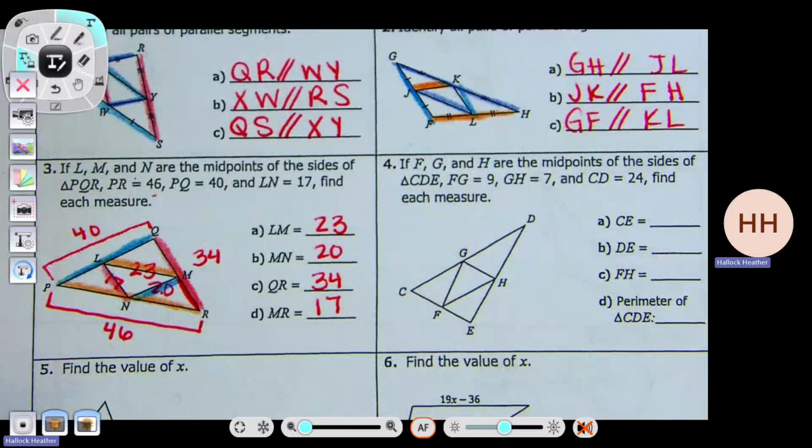So try number 4. Put your numbers on your picture first. The mid segment that matches with the corresponding side is half or double, whatever you want to think of. Like the mid segment is half the amount of the parallel sides. Put your numbers on your picture. And all we're doing is multiplying by 2 or dividing by 2. That's it.